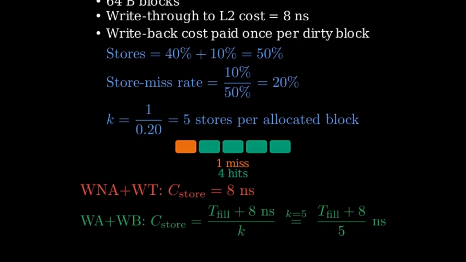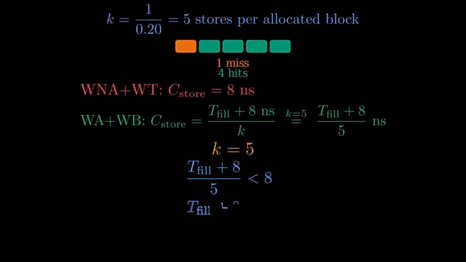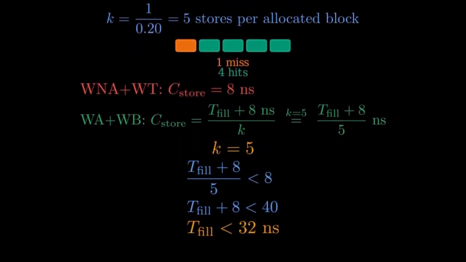For write-allocate with write-back, you pay once to fill the block on the miss, and once to write back the dirty block on eviction. That is one fill cost plus 8 nanoseconds, spread over K stores. Using K equals 5, the cost per store is (T_fill + 8) / 5. We want write-allocate with write-back to be faster, so we require its cost to be less than 8. That means (T_fill + 8) / 5 is less than 8.